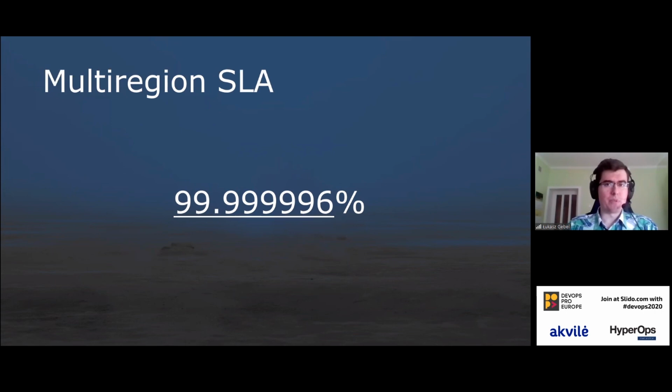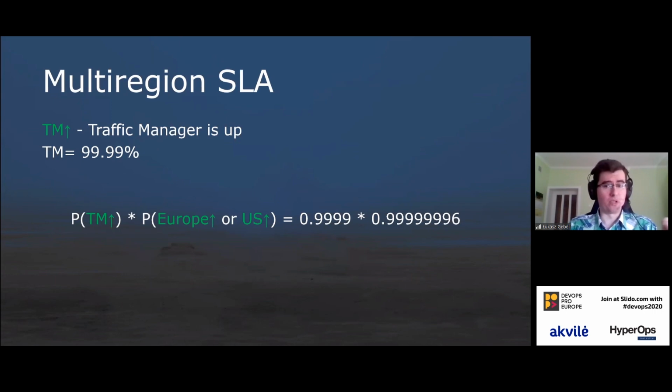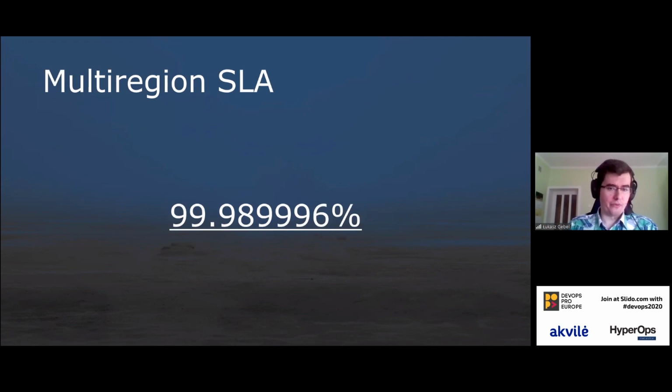However, we forgot about Traffic Manager in front of our system. And Traffic Manager has its own SLA, and it's 4 nines. So we need to multiply the Traffic Manager SLA by our multi-region deployment SLA. And we then end up with 3 nines again and 8. However, we are very close to regaining our 4th 9 again. So as you could see, it's not really easy to get the level of SLA that you had before, even if you go for multi-region deployments.